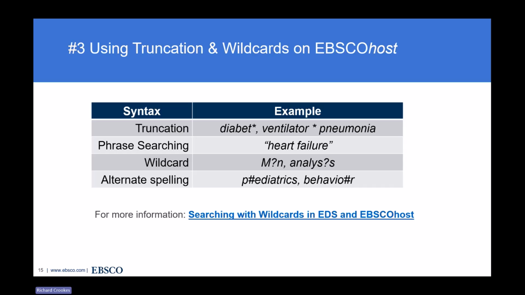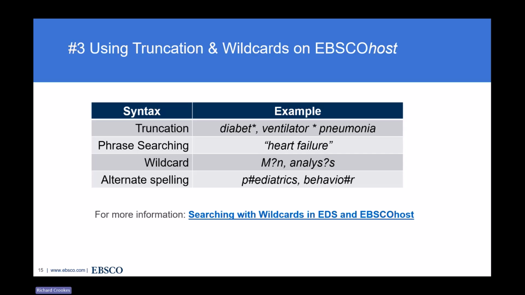And then in terms of truncation and wildcards, obviously some of you would have seen this before. Again, these can be applied to CINAHL or MEDLINE. Truncation we've got there, so you can abbreviate words if you like. So if you put diabet, you can put the asterisk after the T, to find diabetes, diabetic, etc.